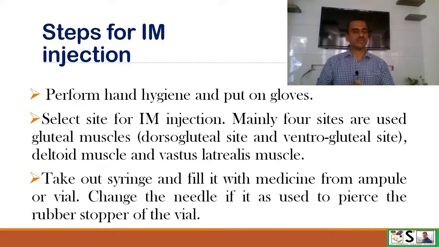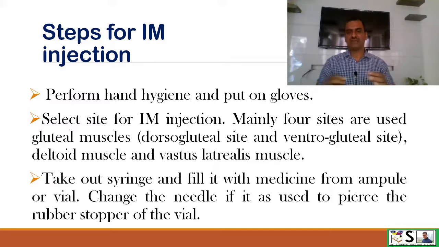Select the site for IM injection. Here first we are discussing the steps for IM injection. Mainly 4 sites are used. Gluteal muscles, where 2 sites are there, dorsogluteal site and ventrogluteal site. Then deltoid muscle site and vastus lateralis muscle.